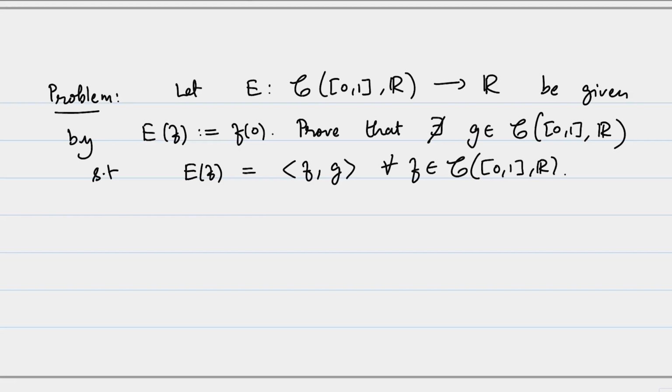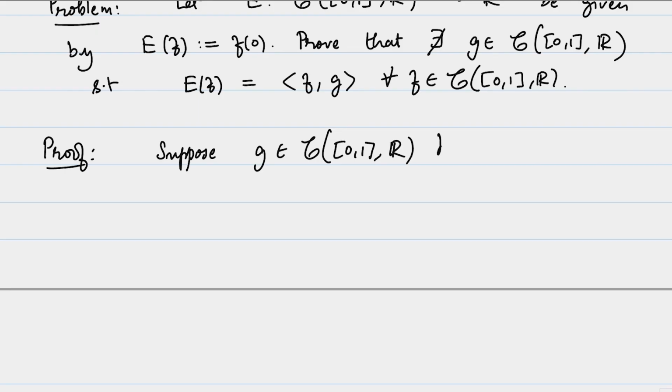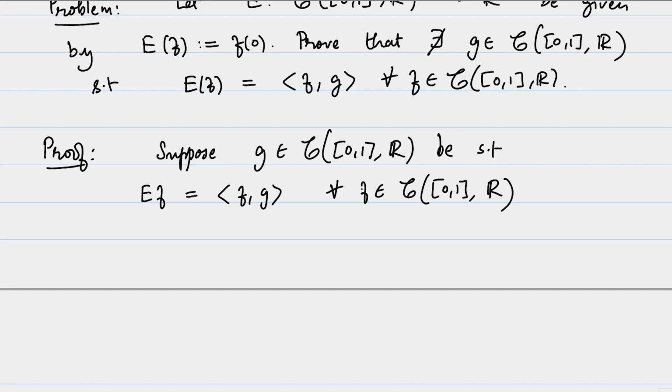Okay, let's look at a proof of this. Suppose there is one such G. So, proof. Suppose G in C[0,1] be such that E of f is equal to the inner product of f comma G for all f in C[0,1]. If that is the case, then what we will do is we will construct certain functions fn such that we will end up with some kind of a contradiction.